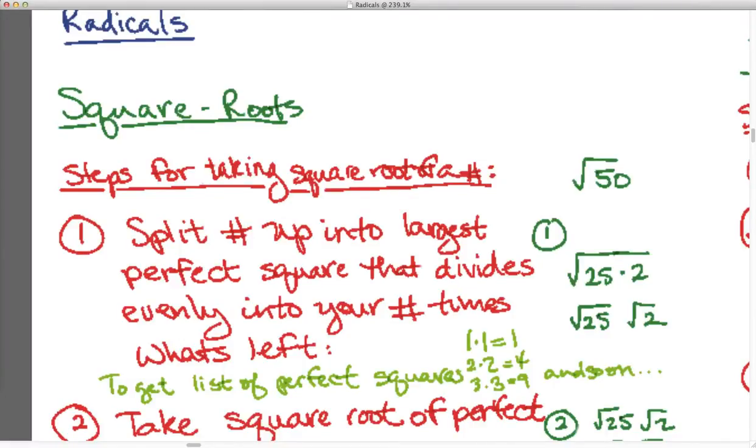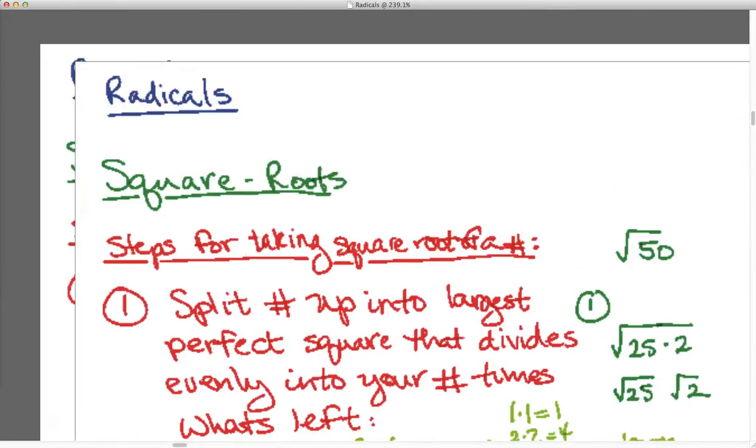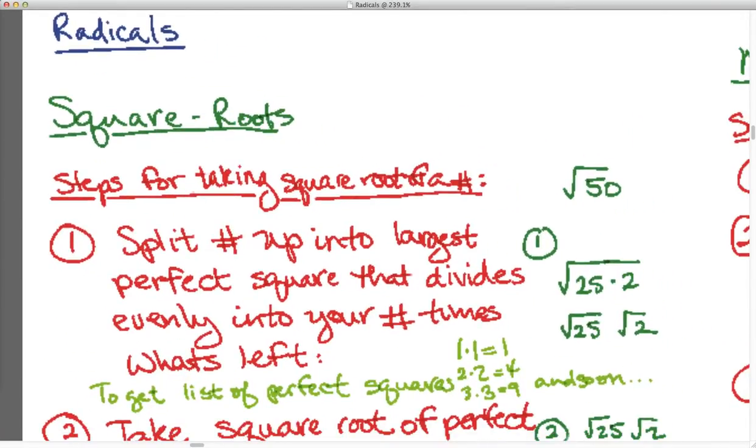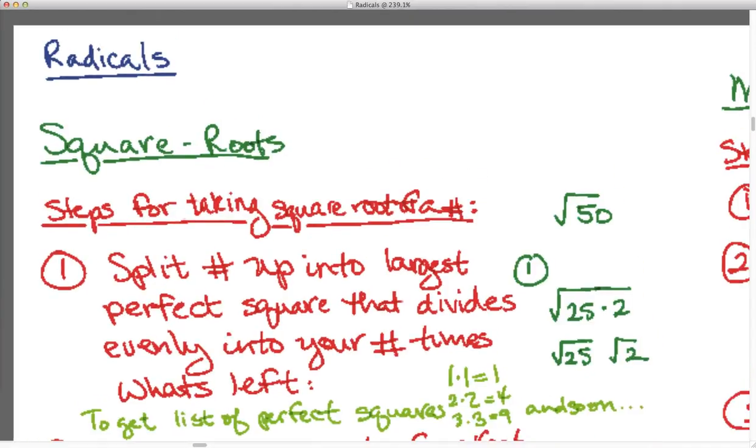Today we're going to be looking at radicals. First half is going to be numerical operations, and we'll throw in some letters towards the end. Here with radicals, basically what we're going to do is first look at taking a square root.